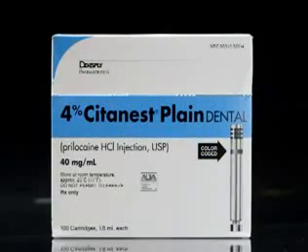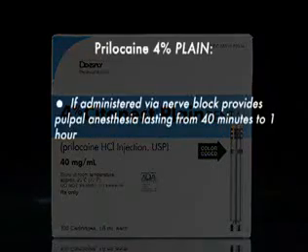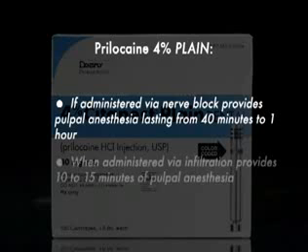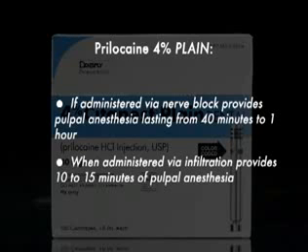Prilocaine plain is interesting. If administered by nerve block, prilocaine plain provides pulpal anesthesia lasting anywhere from 40 minutes to 1 hour. However, if you infiltrate with prilocaine plain, pulpal anesthesia lasts only 10 to 15 minutes.